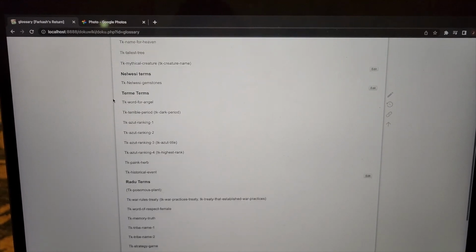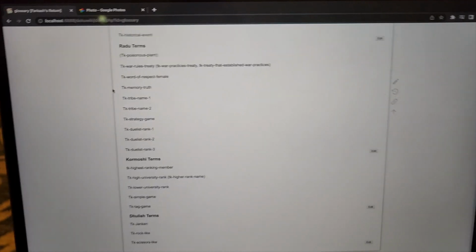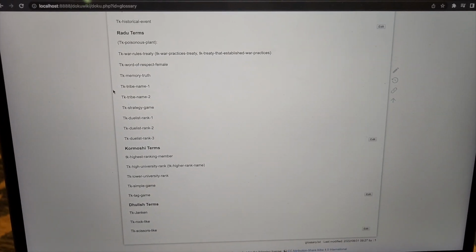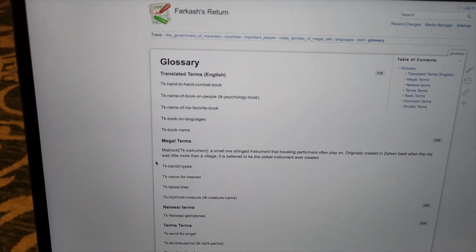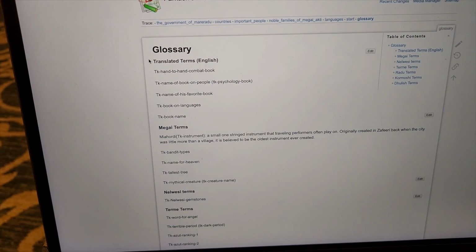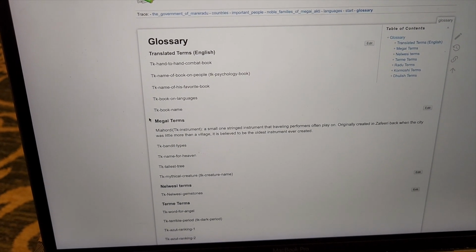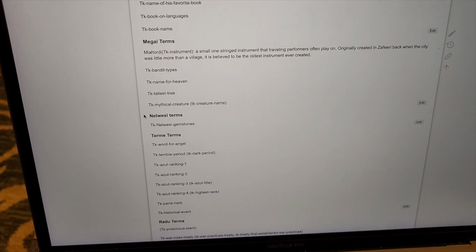I decided I was going to make a glossary of all of these terms, and some of them might make sense to have their own page. For instance, these different duelist ranks might make sense to have their own page. And also you can see that what I did was I sorted all of these based on the language that the term is probably going to be in.